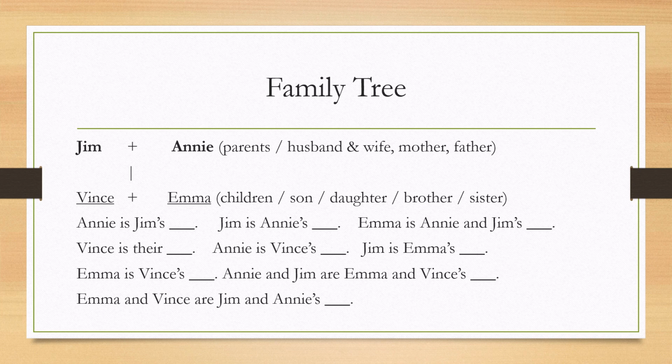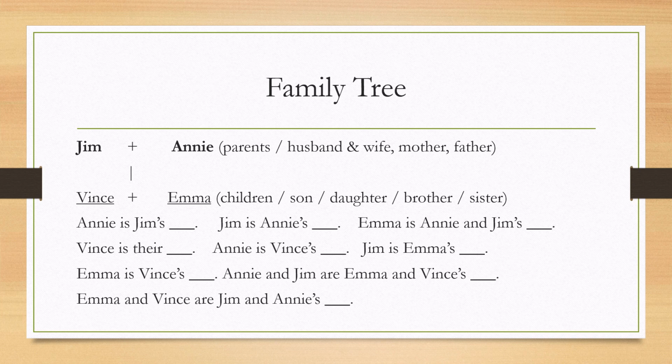Now let's look down at Emma. Emma is a child, remember? So Emma is Annie and Jim's, because it's a feminine word we need, daughter. Emma is Annie and Jim's daughter. Let's continue. Vince is their, it's a boy, so Vince is their son. Good. Annie is Vince's what? What is the relationship between Annie and Vince? Look at your family tree. So Annie is Vince's mother.